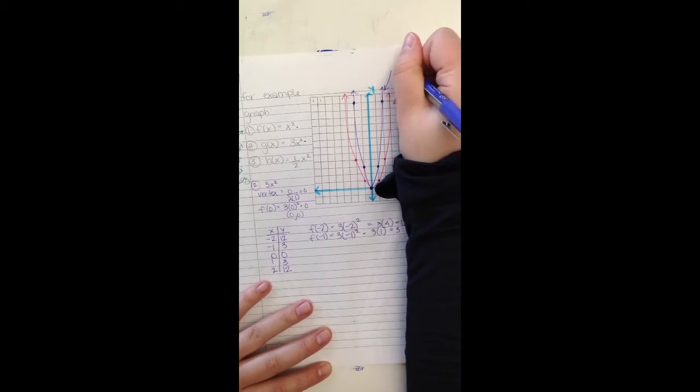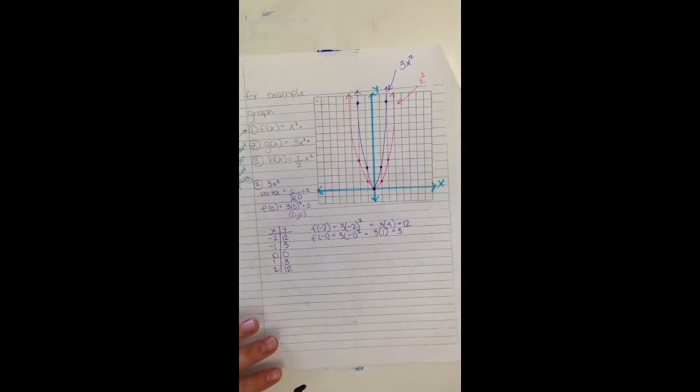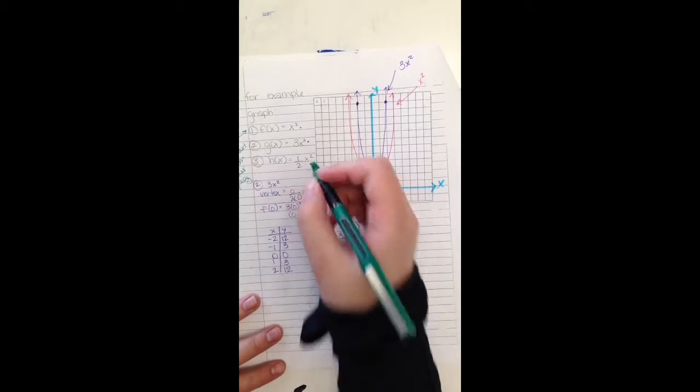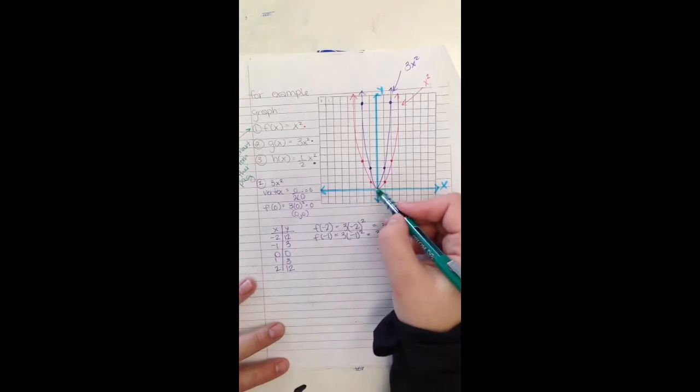And this is 3x squared. And it did get skinnier just like we wanted it to. Okay, I'm going to do number 3 in green. Now notice it's being multiplied by a fraction that is smaller than 1. So this one should get wider.